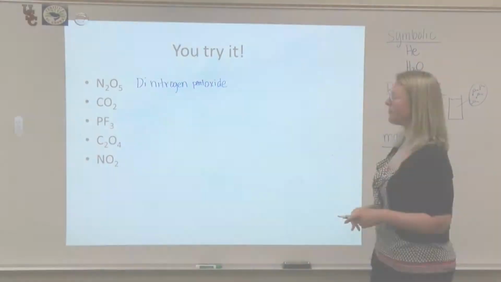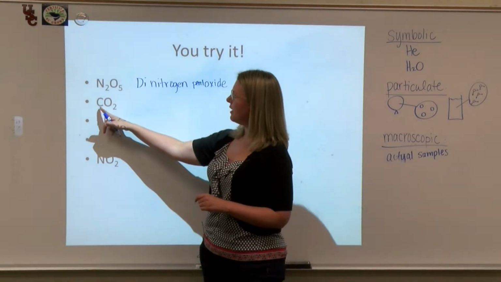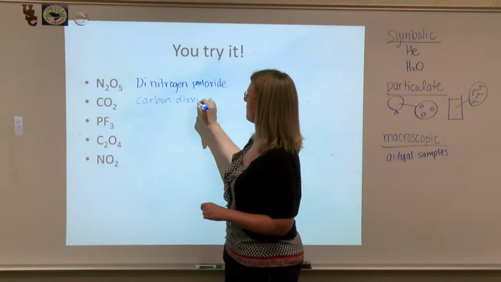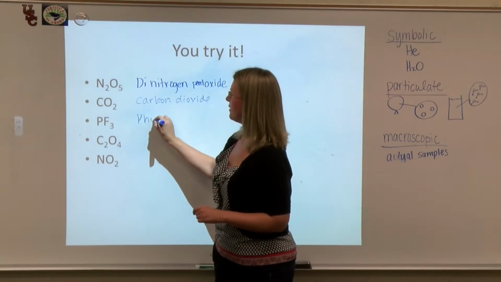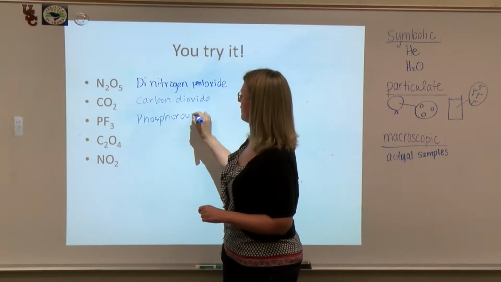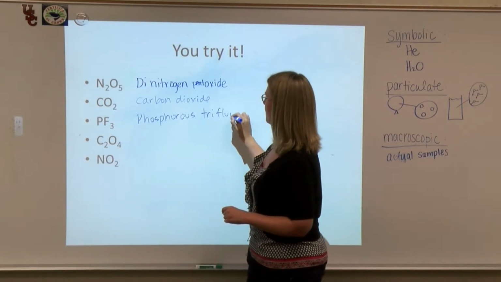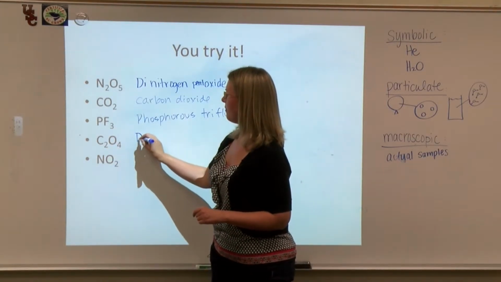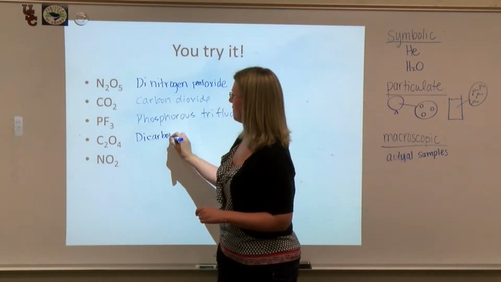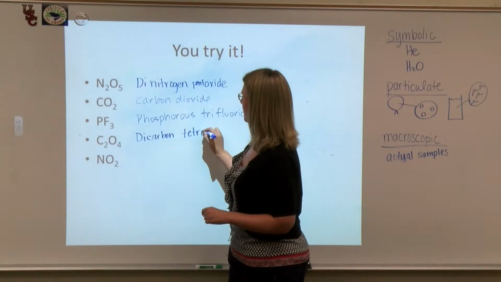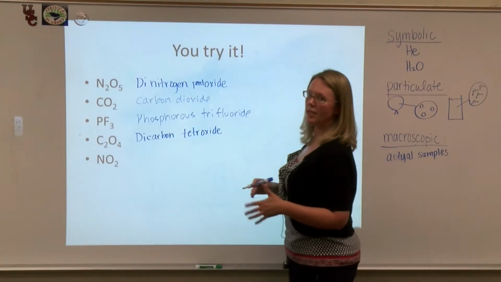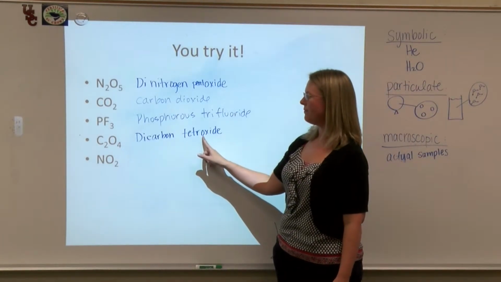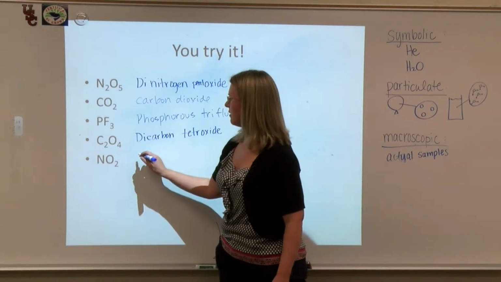These are pretty simple. Okay, so now you've had some time to get this done. This is carbon dioxide. This will be phosphorus trifluoride, because 3 F's. This will be dicarbon tetroxide. Notice we dropped the A off of tetra. That's just semantics there. You're not going to put an A with a vowel. This one will be nitrogen dioxide.